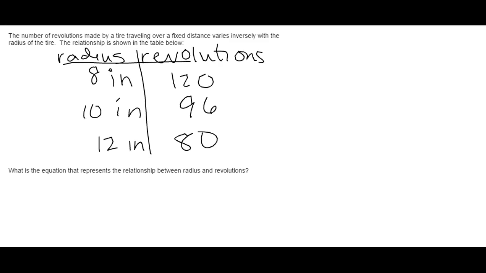And our last problem, the number of revolutions made by a tire traveling over a fixed distance varies inversely, so this time it's inverse variation, with the radius of the tire. The relationship is shown in the table below. So again, they gave us a whole bunch of corresponding values, and we want the equation. Now our two variables are revolutions and radius. We can't have both of them starting with r, so I'm going to say v for revolutions and r for radius. So v was our first variable, revolutions came first. It says it varies inversely, so we do equals k over our next variable, r.